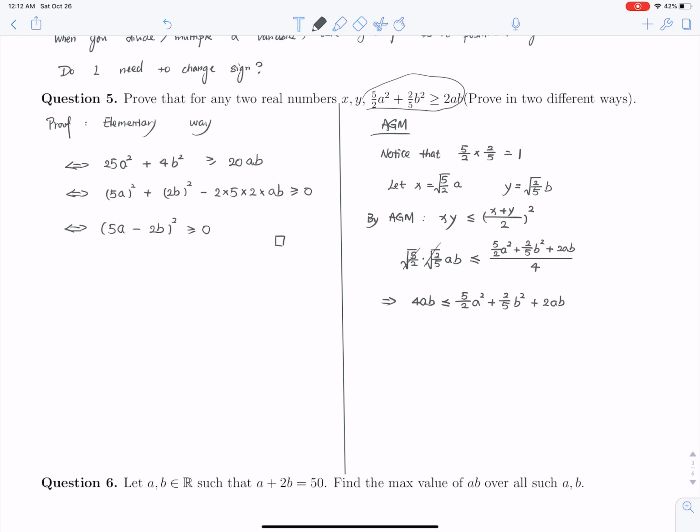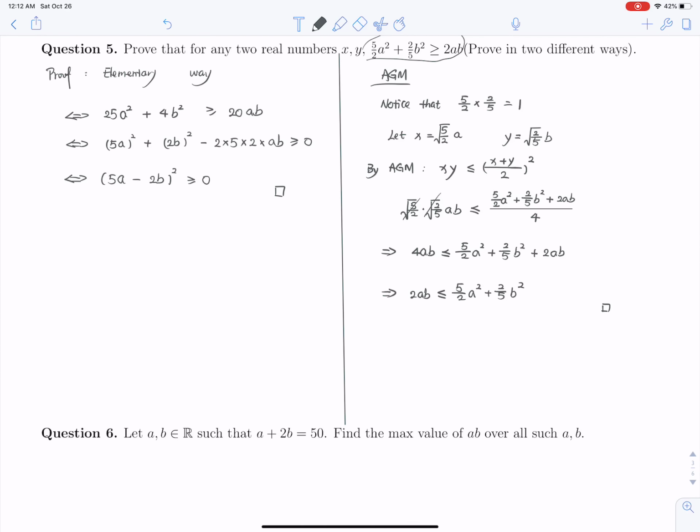Now you can subtract 2ab on both sides, you'll get 2ab is smaller than or equal to 5 over 2a squared plus 2 over 5b squared. And that is the end of my proof.